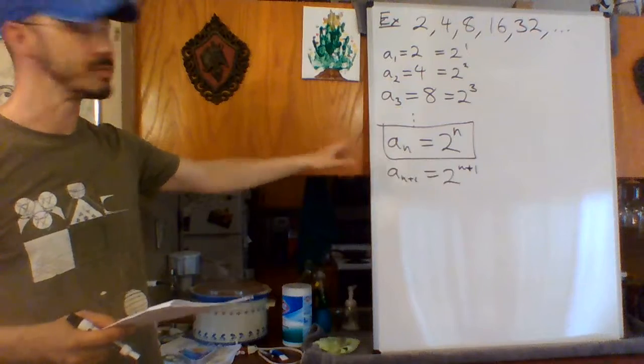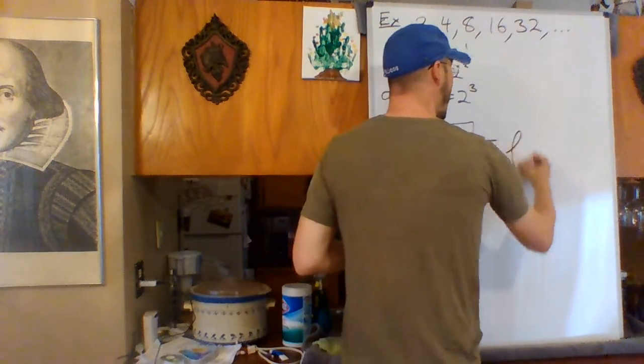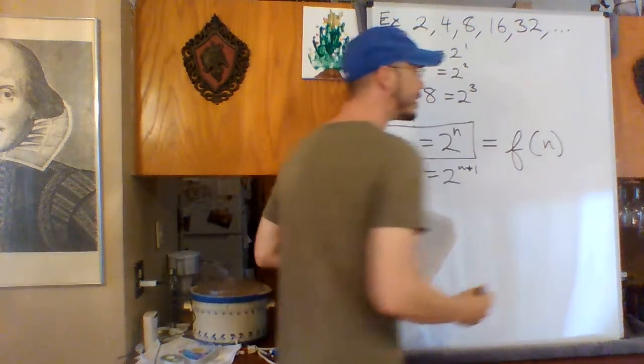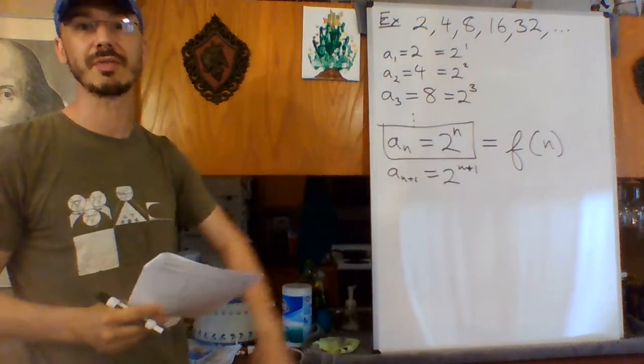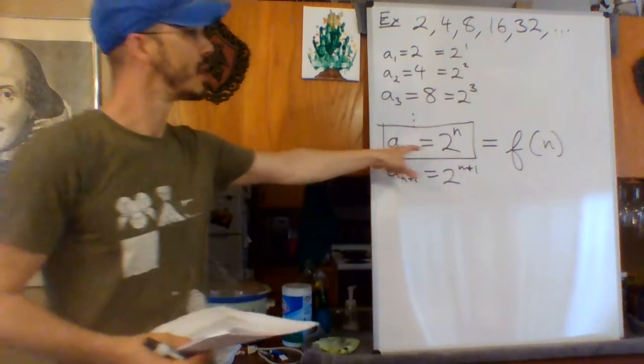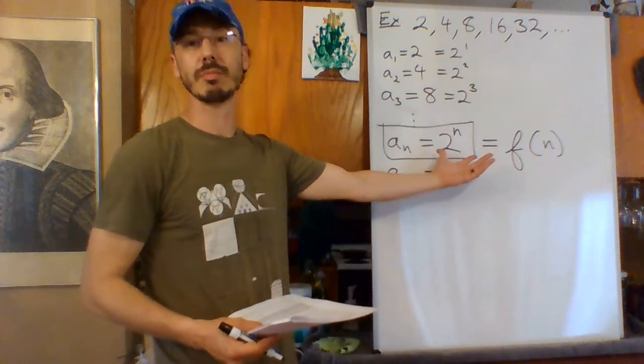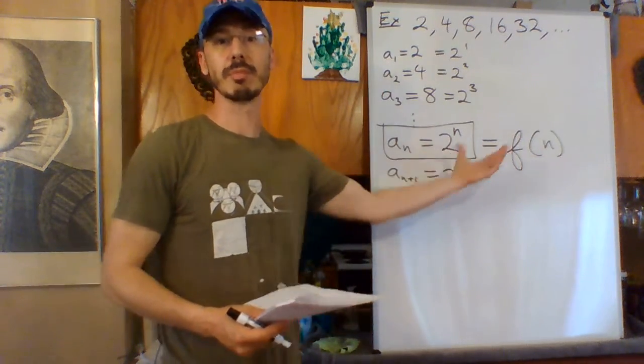That's a definition. And that's like a function. So this is something that I could call f of n. In the spirit of our f of x functions, an is the notation in sequences. F of n would be the functional notation. But they're the same. They're 2 to the n.